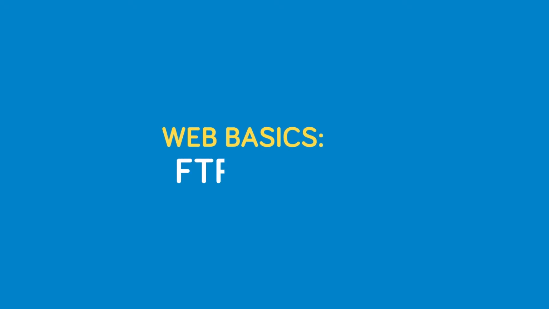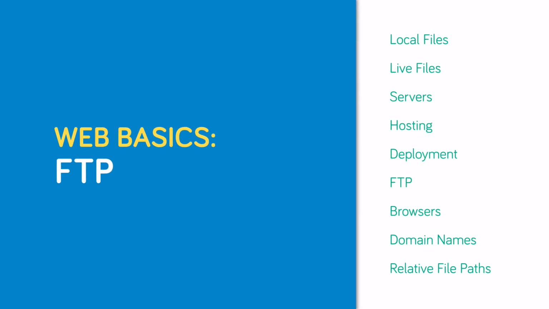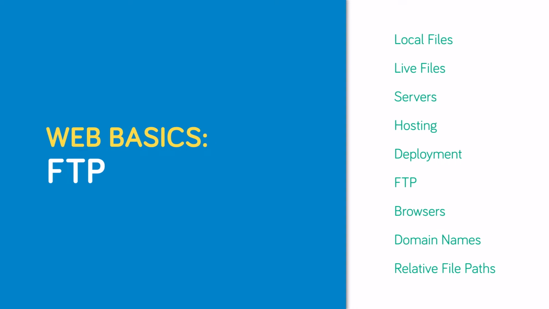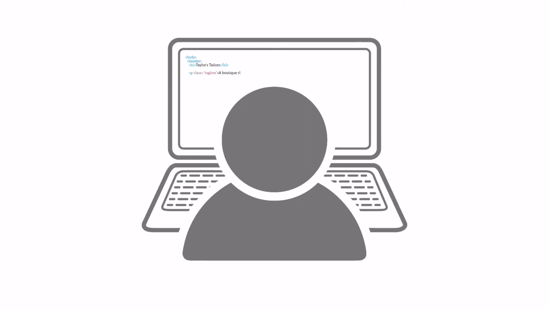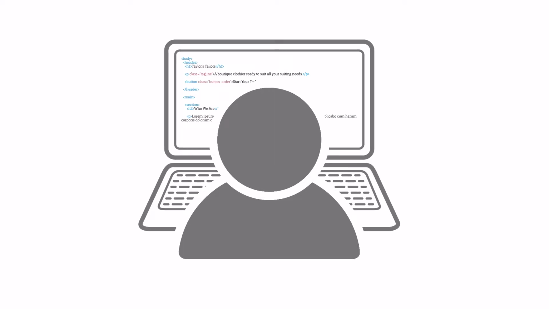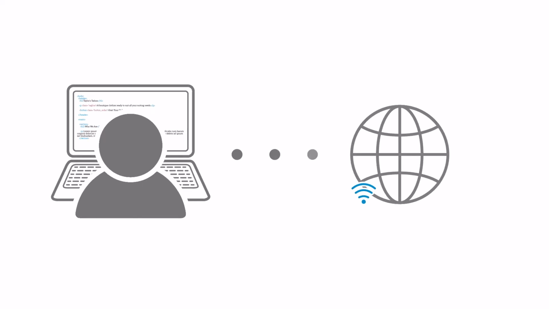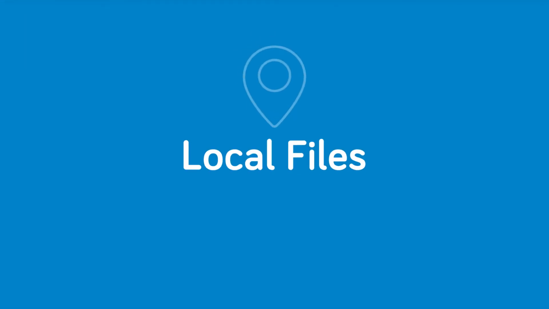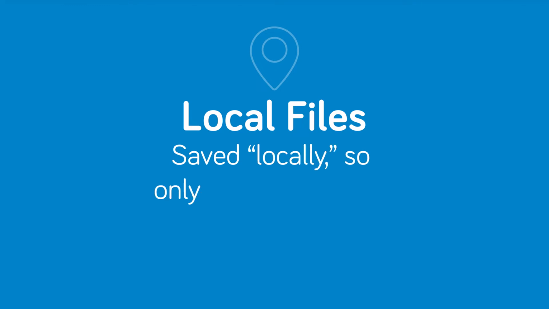In this video, we'll discuss how to make your websites viewable on the web for all to see. When you write code such as HTML and CSS, those files are saved on your own computer, so they're visible only by you and are not visible on the web. When files are stored on a computer, they are considered local files, or, in other words, they are saved locally, where only you have access to them.